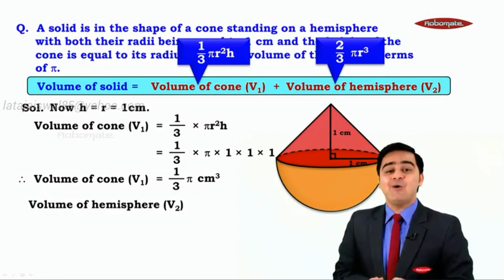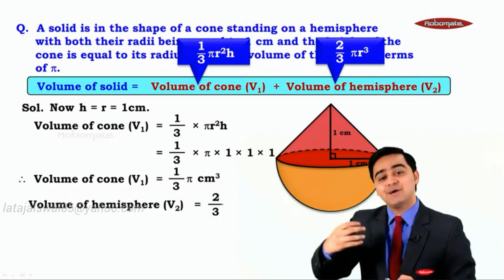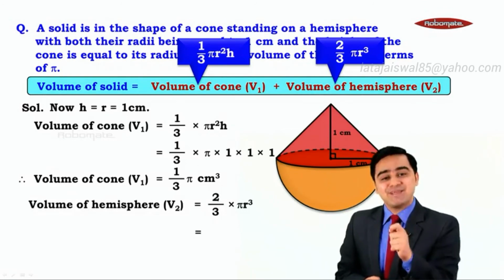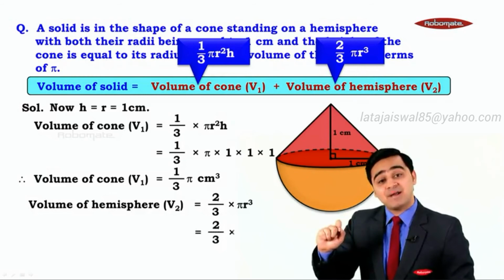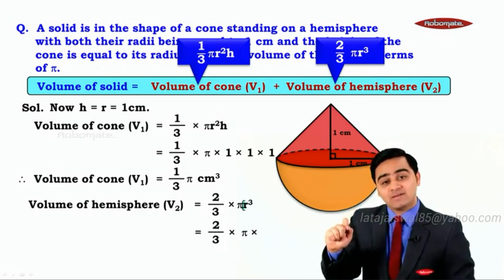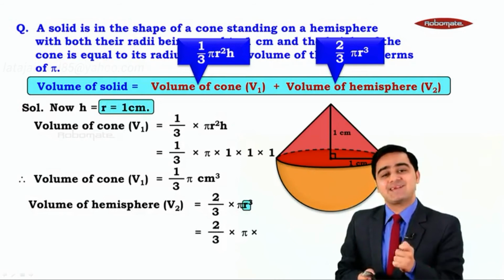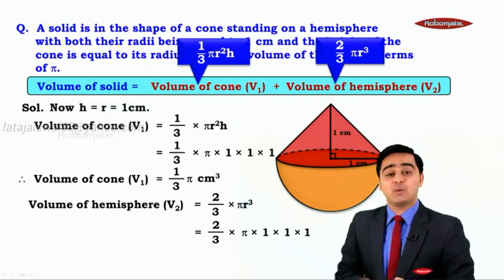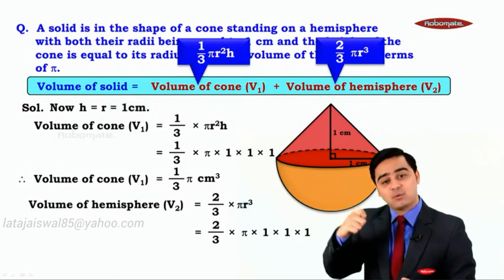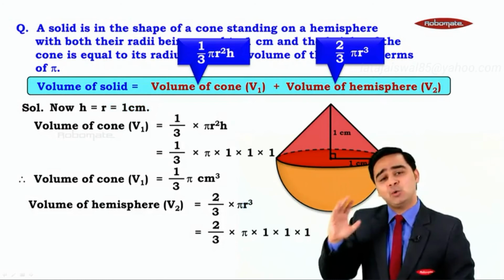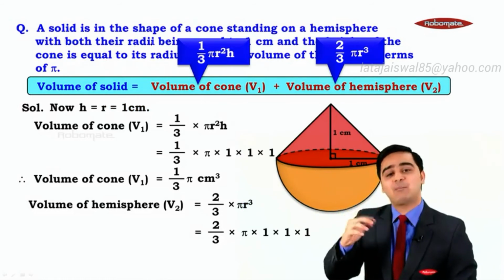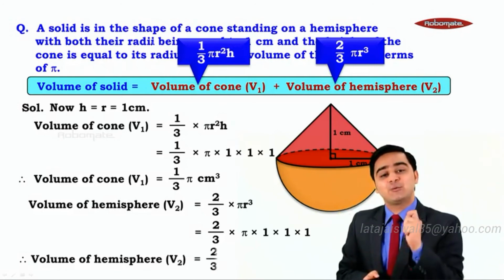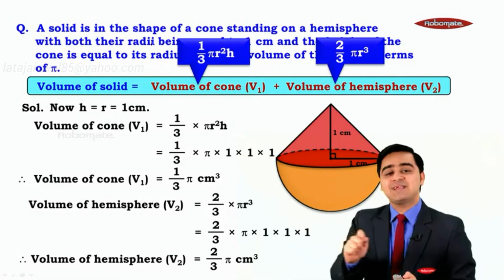Next, we have to calculate the volume of the hemisphere, and the formula is 2 upon 3 pi r cube. Now, let us substitute the values. In place of 2 upon 3, we'll write 2 upon 3. Pi will keep as it is. Now, we know that the radius of the hemisphere is equal to 1, so we'll write 1 into 1 into 1. Now, 2 upon 3 into pi is 2 upon 3 pi. 2 upon 3 pi into 1 into 1 into 1 is 2 upon 3 pi. So, we can say therefore, the volume of the hemisphere is equal to 2 upon 3 pi centimeter cube.